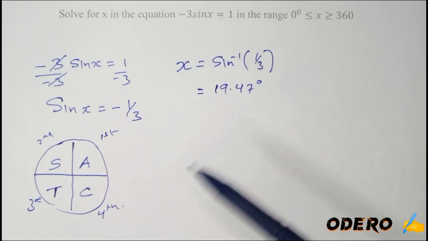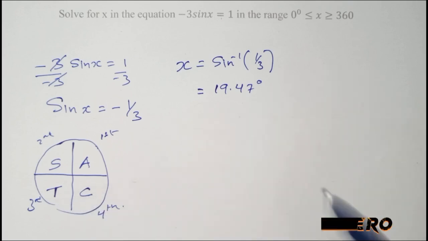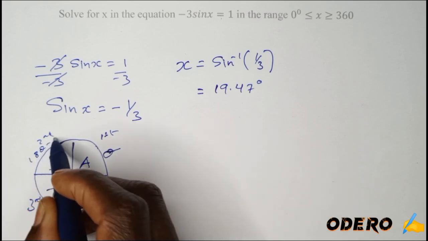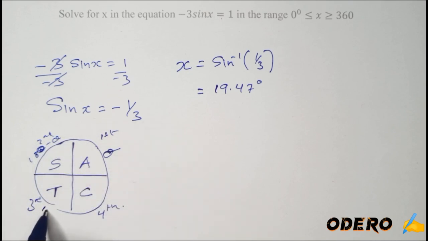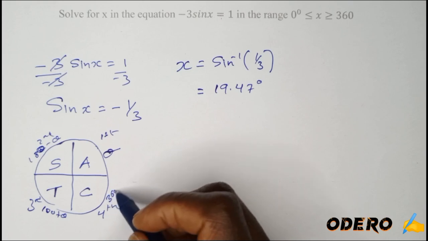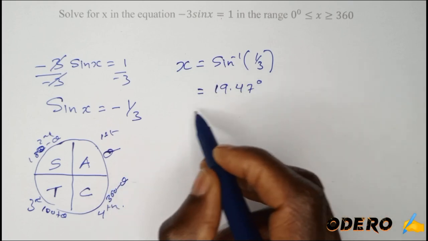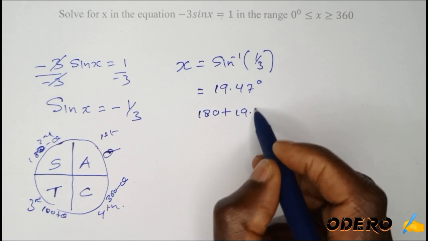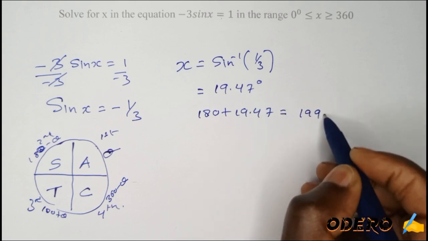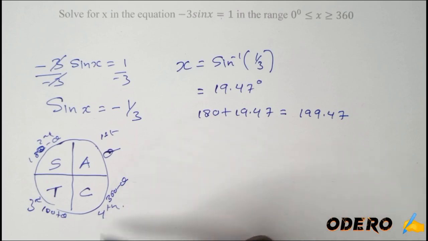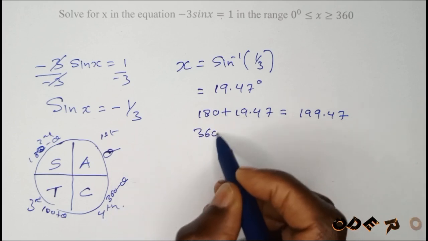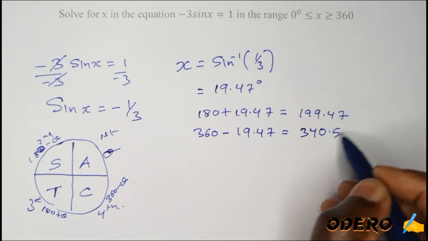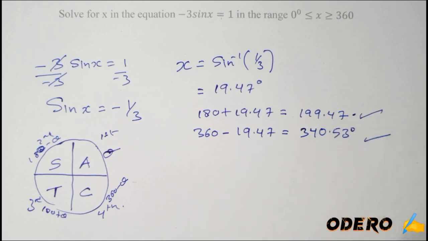But we have said the angle will be found in the third and fourth quadrant. So how do you get the angle here? It is theta. Here to get the angle, we take 180 minus theta. Here we always take 180 plus theta. And here it is 360 minus theta. So to get the angle in the third quadrant, we say it is 180 plus theta, theta in our case being 19.47. So this will give you 199.47. Then in the fourth quadrant, to get the angle, we take 360 minus theta, which is 19.47, so we get 340.53 degrees, and those are the values that we are looking for.